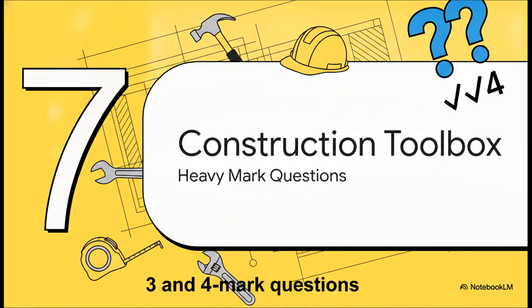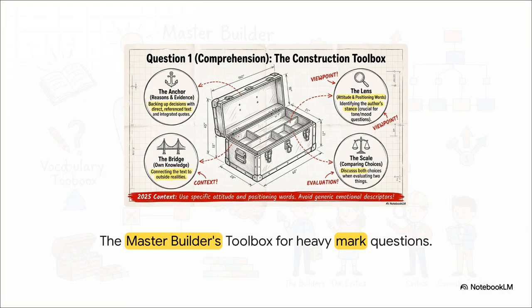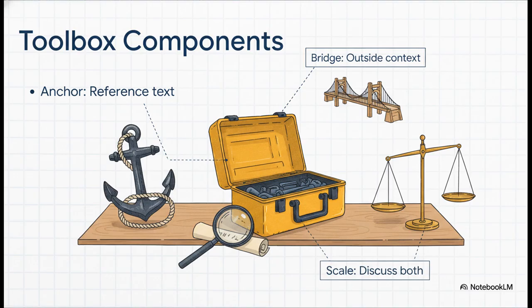Finally, Section 7, the construction toolbox. This is where we stop falling for simple 2-mark traps and start securing those heavy 3- and 4-mark scores. To construct a meaty, full-mark answer that examiners will just love, you need to utilize 4 specific cognitive tools to frame your thoughts. Whenever you finish writing a long response, do a quick mental check against this toolbox.